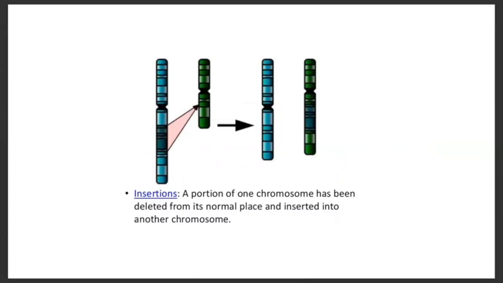Insertions are portions of one chromosome that have been deleted from their normal place and inserted into another chromosome. So for example, if this segment of chromosome is located in chromosome number 1, this portion is transferred from chromosome number 1 to chromosome number 2, and that is insertion.